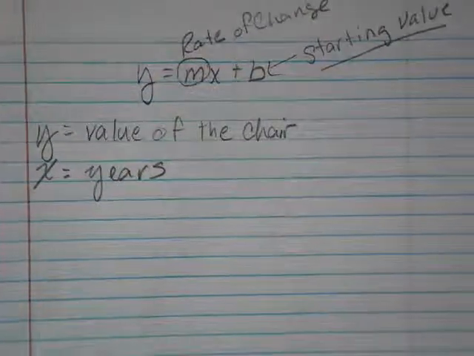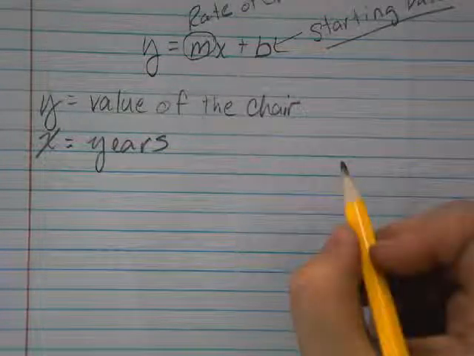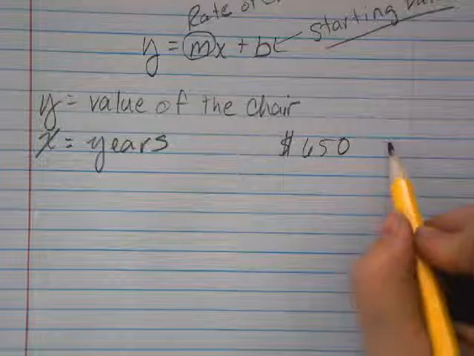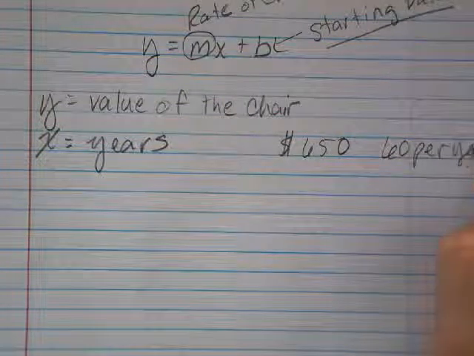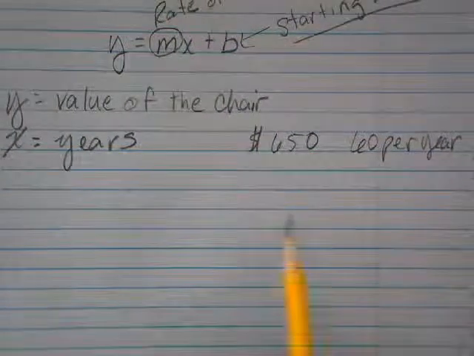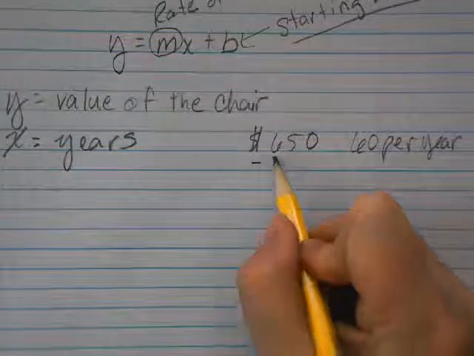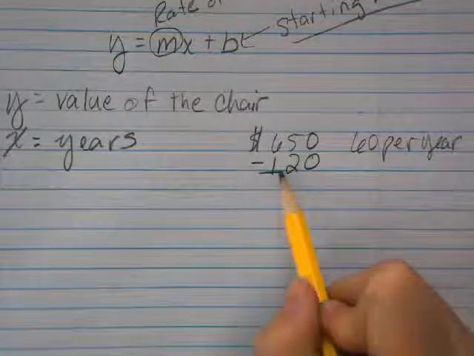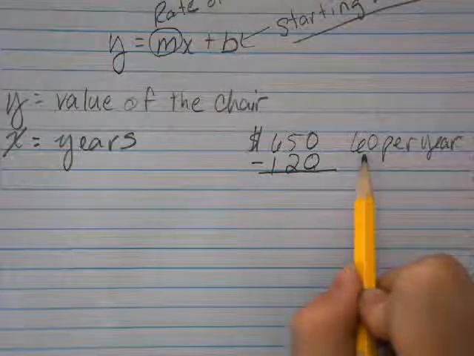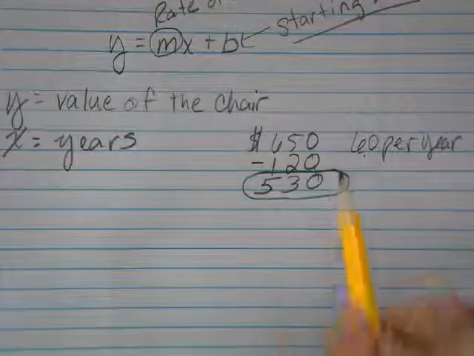So it says in 2 years, the chair will be $650. And I know it's gaining $60 per year. So what does that mean? That means right now its starting value has to be 120 less than this, because in 2 years it'll be 650, but right now it's 120 less than that. I got 120 by 60 times 2 years. Let's just subtract, so 530. So my starting value is going to be 530.